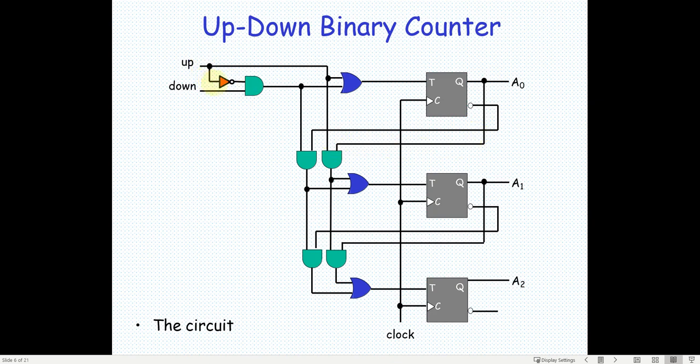For an up counter, obviously this will become up. When up is high, this is going to be 0. So this NAND gate will be disabled. But this is high, so you have a high going. This is going to get toggled. This AND gate is enabled, so you are taking from A0. Again, this AND gate is enabled, so you are taking from A1. So it is going to work like that.